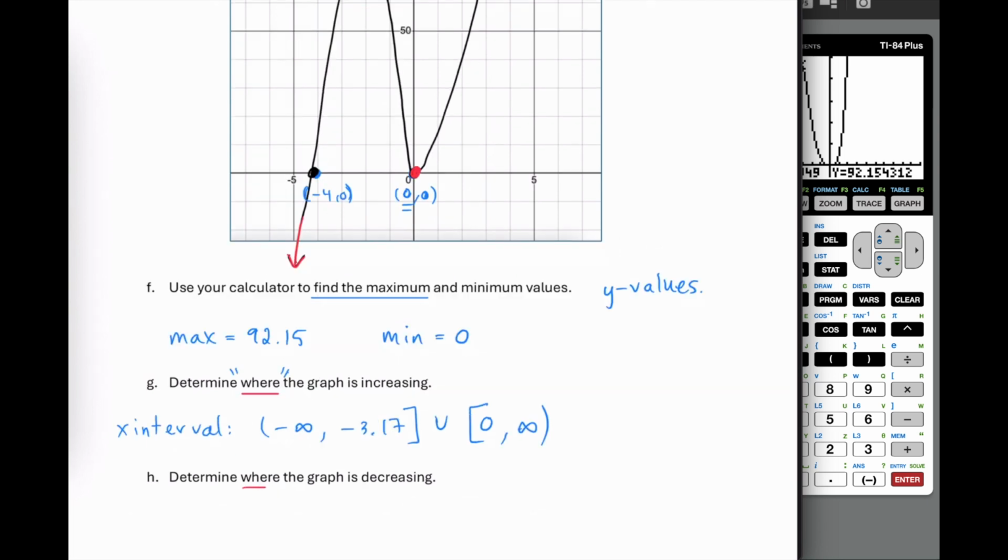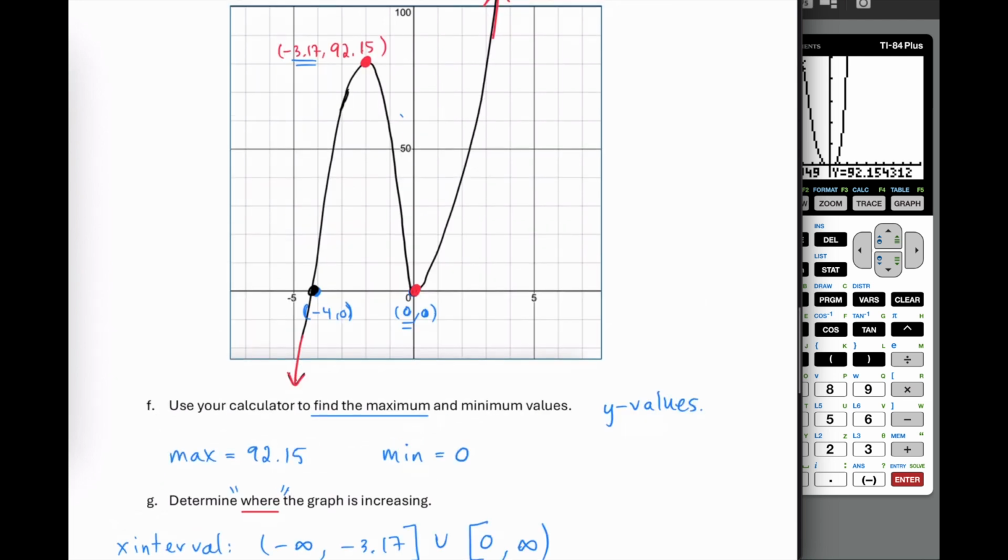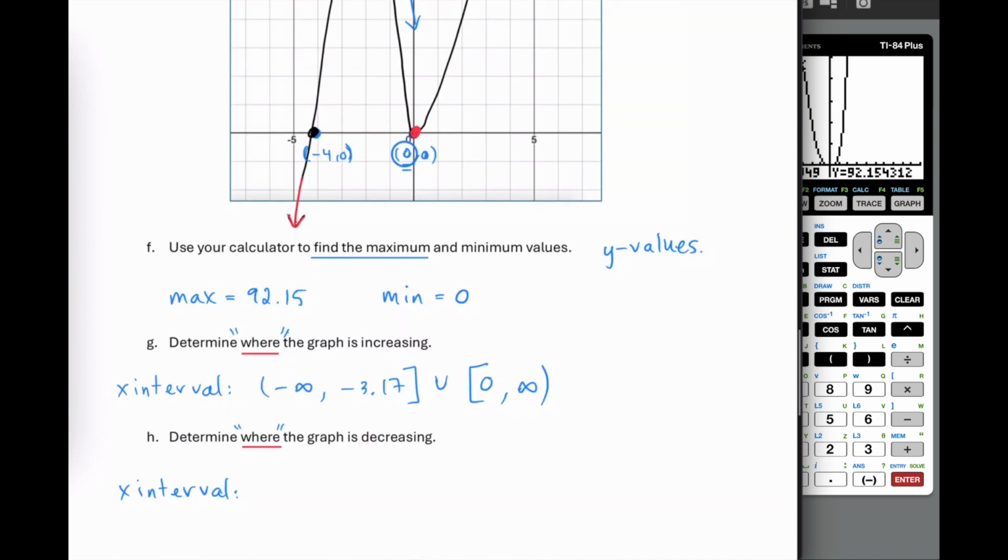In the last question here, we're asked where the graph is decreasing, so we're going to answer this where question with an x interval. The graph is decreasing in this region, which starts at negative 3.17, and it decreases throughout the interval that ends at x equal to 0. So we'll say we're decreasing from negative 3.17 all the way to 0, close with a bracket.